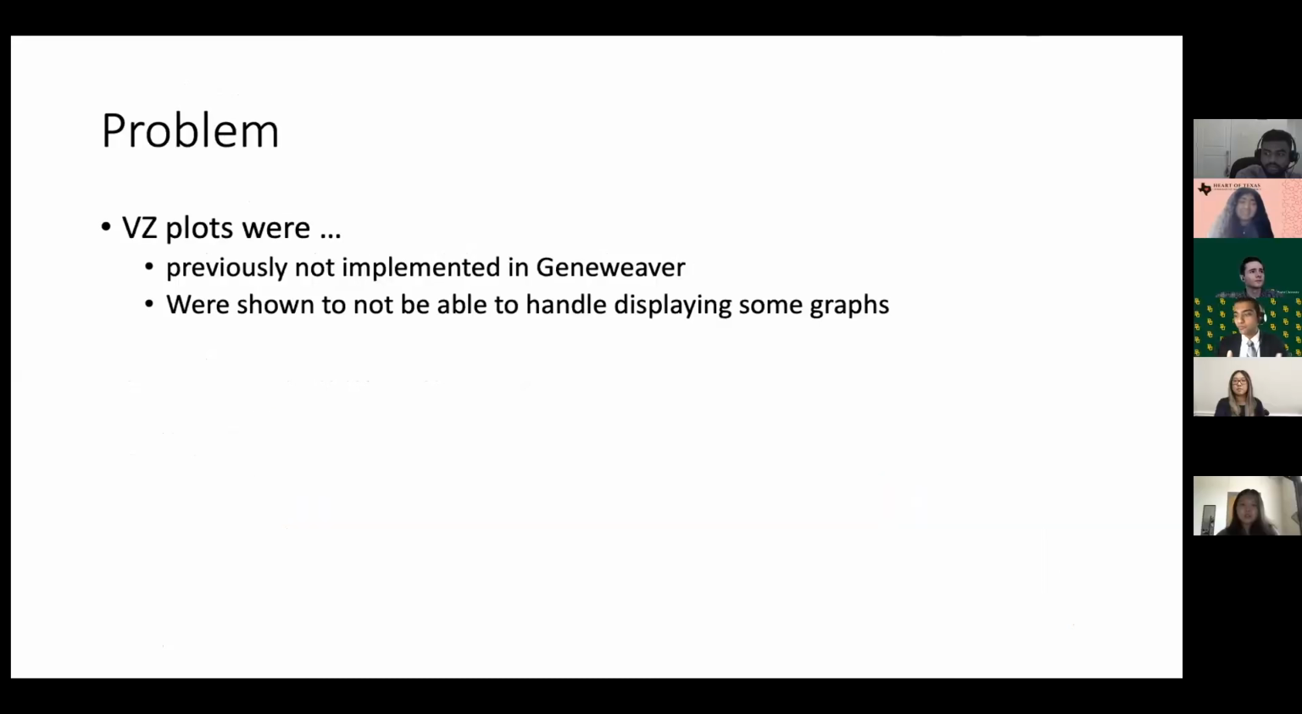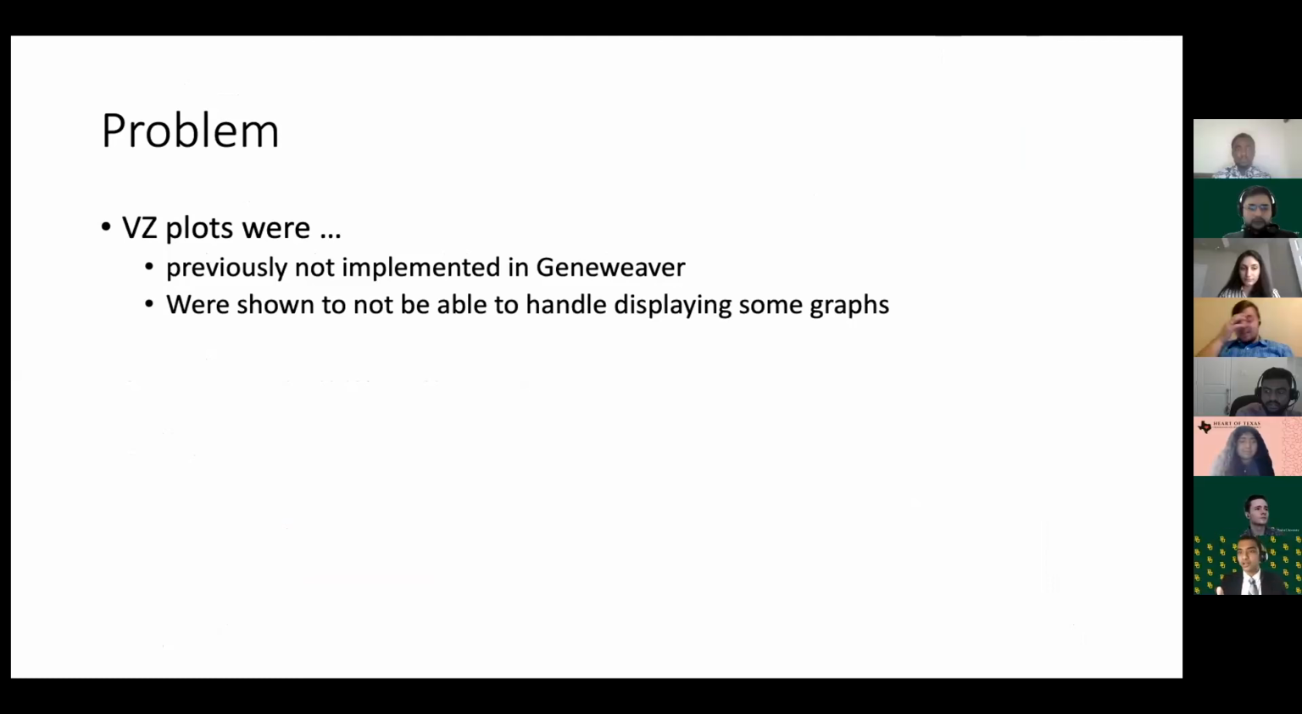So the problems with this work were that the VC plots themselves were not previously implemented in GeneWeaver. They were a library that was separate from the GeneWeaver ecosystem and implementation, and they didn't really fit in with the existing GeneWeaver implementation. They had also been shown to not be able to handle displaying some graphs, and we didn't know what graph size caused it to not display correctly, or whether there were other features that didn't allow it to be displayed correctly, and so on. Those were the two main challenges that we had to address in this work.